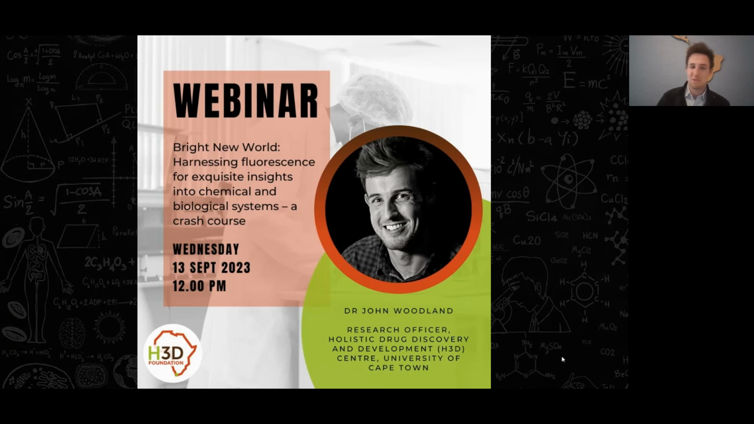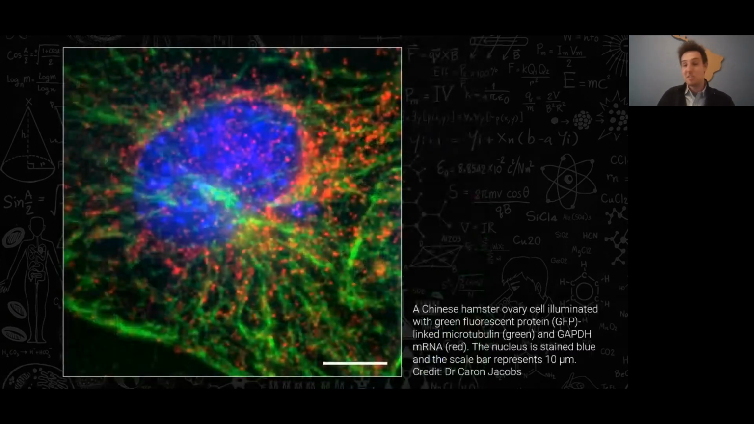So just to start with something to whet your appetite a little bit. Here is a CHO cell that's been illuminated with GFP-linked microtubulin, and GAPDH mRNA has been stained, and so is the nucleus, which is very typical in biological imaging.